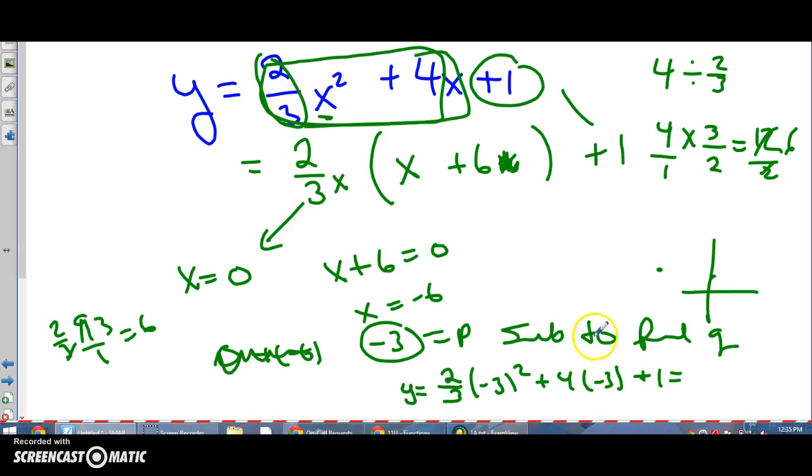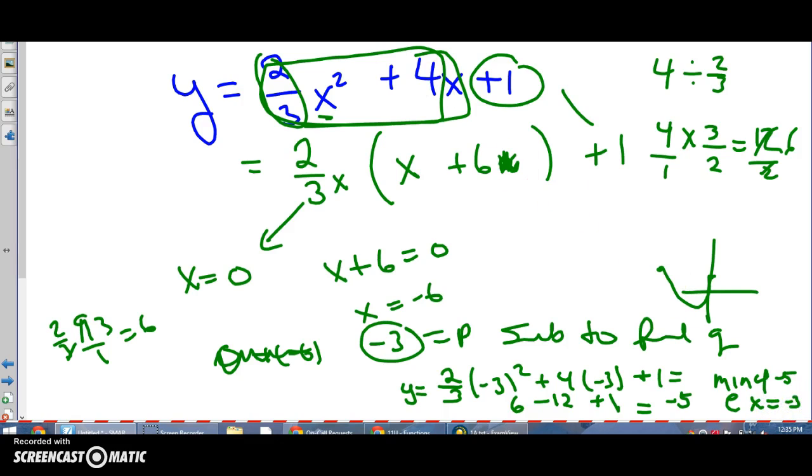So that's 6 minus 12 plus 1. So that's 7 positives, 12 negatives, minus 5. So I have a min here. I have a min of -5 at x equals -3.